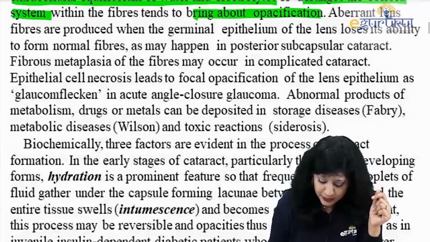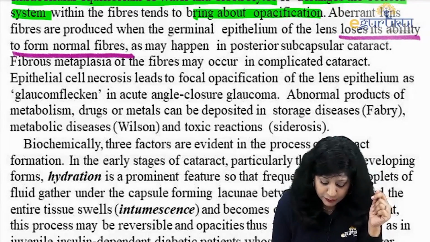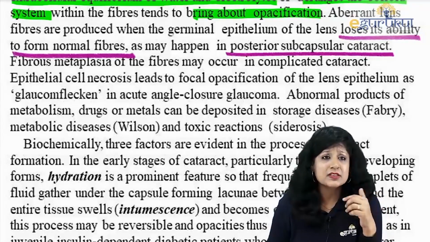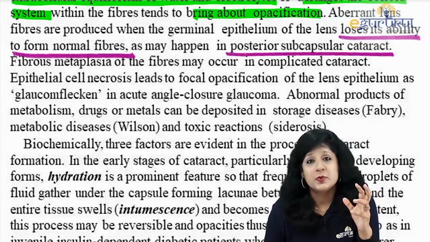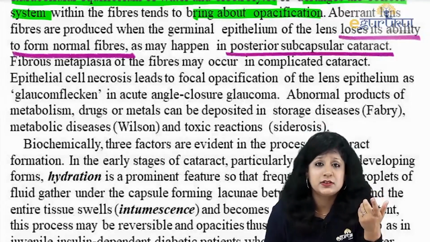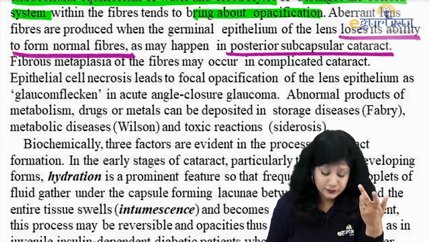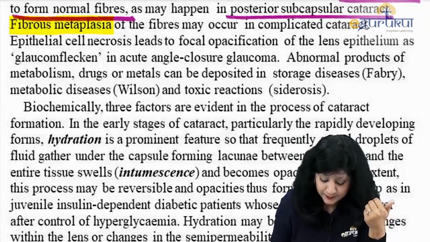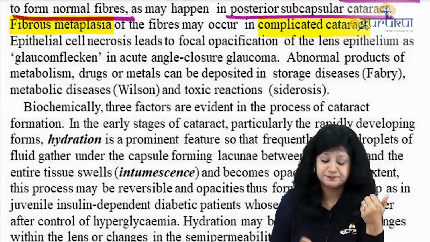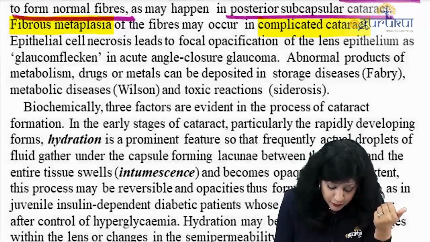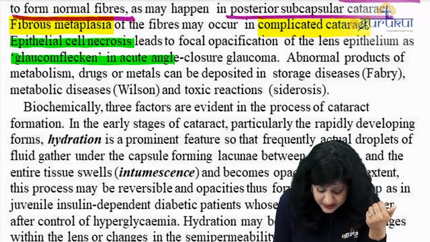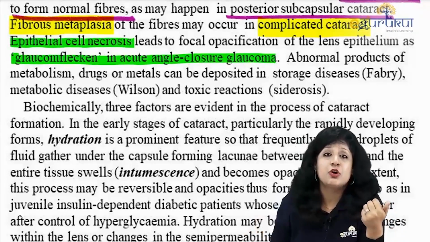Aberrant lens fibers are produced when the germinal epithelium of the lens loses its ability to form normal fibers, as happens in the posterior subcapsular cataract. Some types of cataract are related to hydration, some are due to aberrant formation of fibers. Then in some cases we have fibrous metaplasia, as in cases of complicated cataract. Then in some cases we have epithelial cell necrosis, which leads to the glaukomflecken in acute angle closure glaucoma.